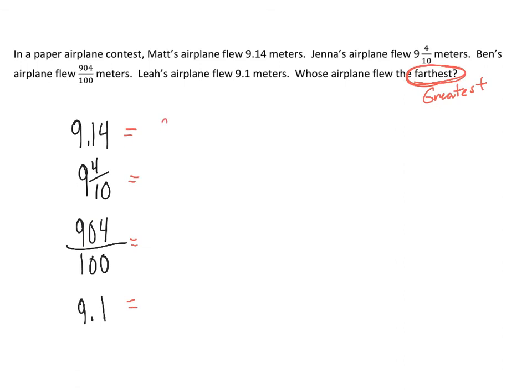So we have 9 and 14 hundredths, because the 4 is in the hundredths place. We've got 9 and 4 tenths, so we have 9 wholes, and the 4 is in the tenths place. I'm going to skip the improper fraction and go to 9 and 1/10, because that one's done for us already, because the 1 is in the tenths place. All right, so now let's focus on this improper fraction.